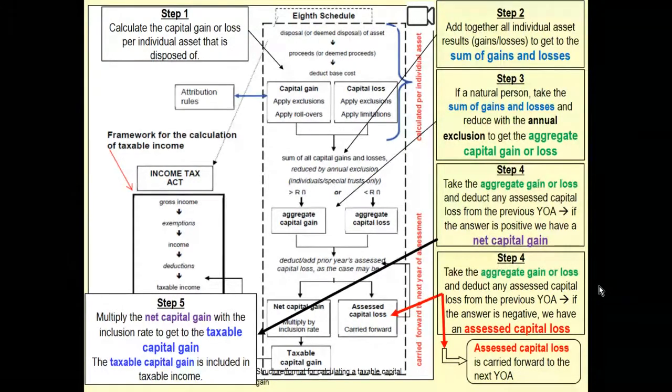If there is an assessed capital loss from the previous year of assessment, we will add that to our aggregate capital gain or aggregate capital loss. If our answer is positive, we have a net capital gain and we can go further, because then we can work towards a taxable capital gain. If your answer is negative at this point, then you are in an assessed capital loss position, and that assessed capital loss is carried forward to the next year of assessment.